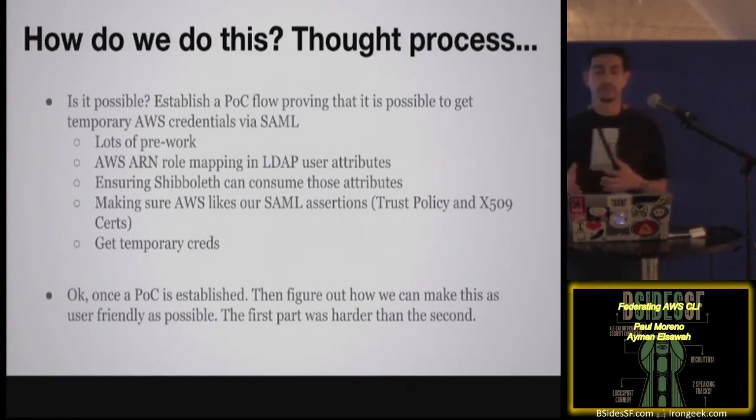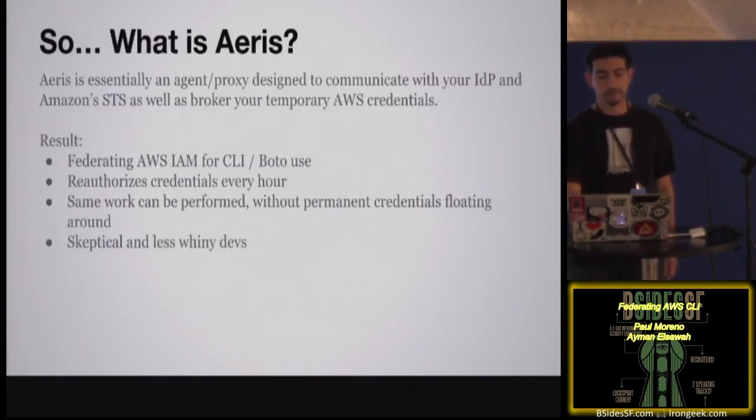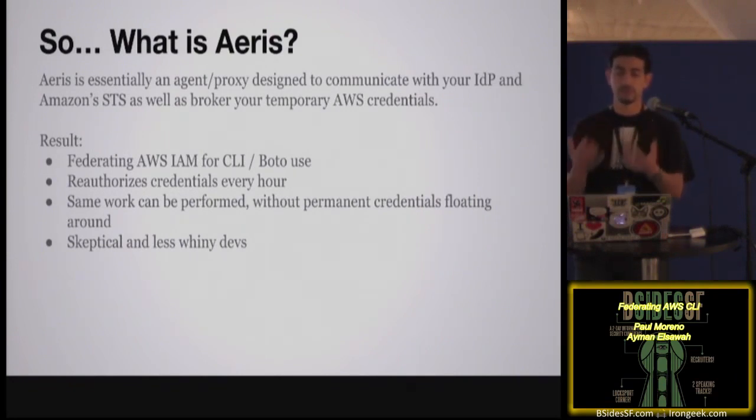Then once a POC is established, okay, how do we make this nice and pretty and clean for the developers? Thus, Eris was born. So what is Eris? Eris is essentially a broker that works between Shibboleth, STS, and the user themselves. It brokers credentials. The user would come in, enter their credentials, and it goes out, does all the legwork, and at the end writes credentials for them to use for their normal day-to-day AWS CLI.